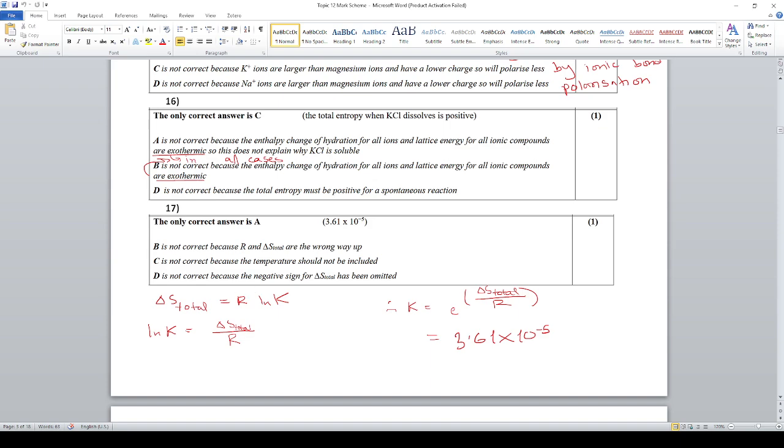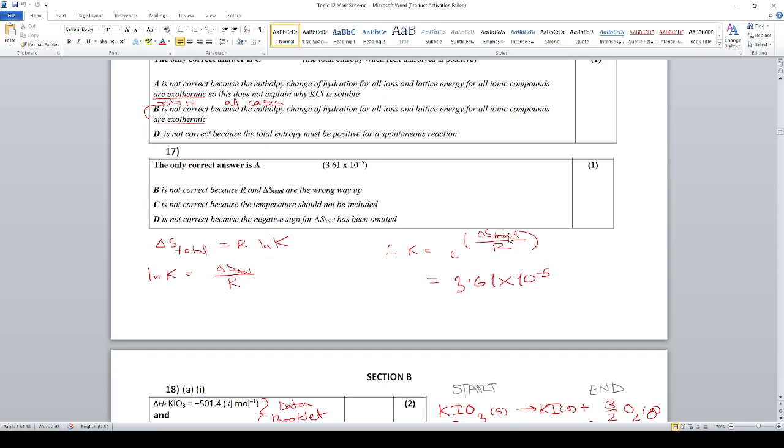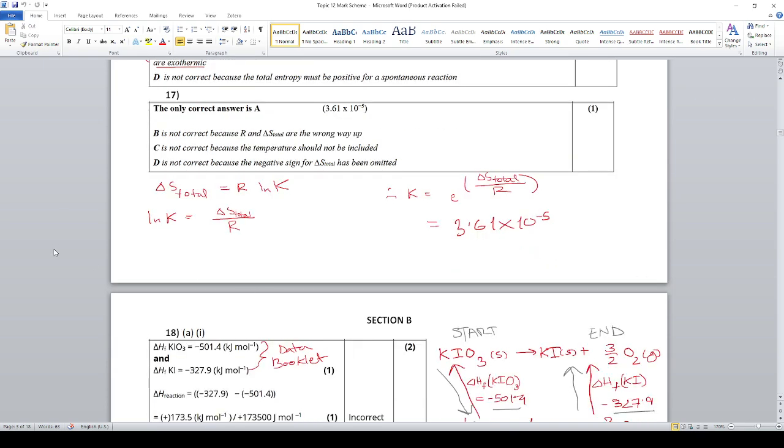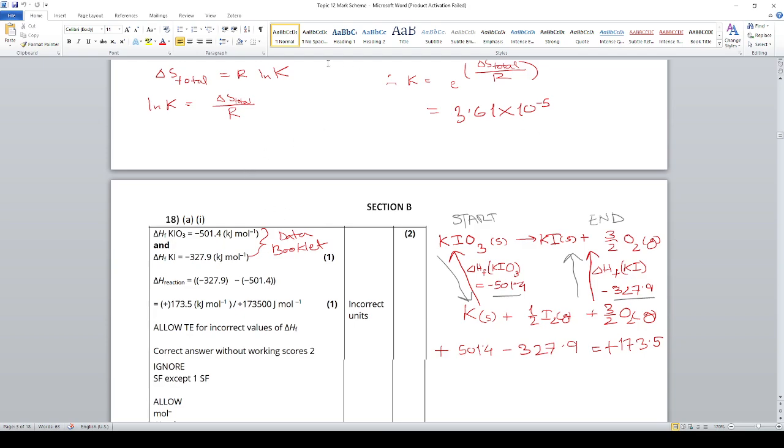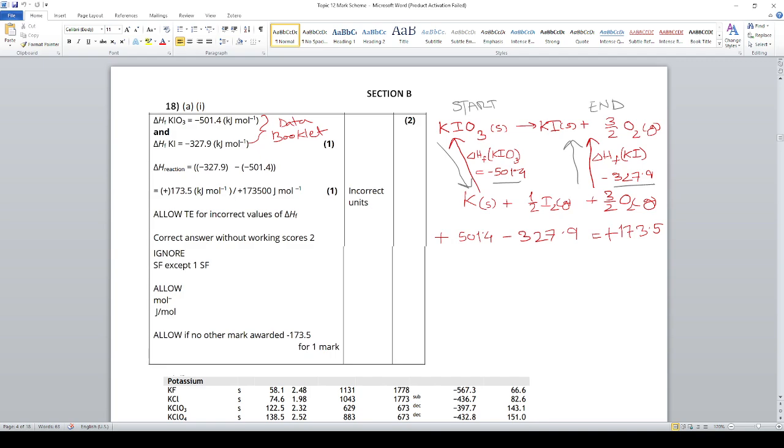Question number 17, the total entropy change is this much. Then what is the value of the equilibrium constant? This is an R ln K question. Remember, total entropy is R, which is the gas constant, times ln, the natural logarithm, of K, right? Which means ln K is total entropy divided by R, which means K is equal to e to the power of this division. You can do it in parts. You can do total entropy divided by R first, and then e to the power of that number, like e to the power of the answer on your calculator. You get this number. This is a very common type of question you've probably noticed after solving this paper, so it's worth being comfortable with this type of math. It's very simple. So moving on to section B.